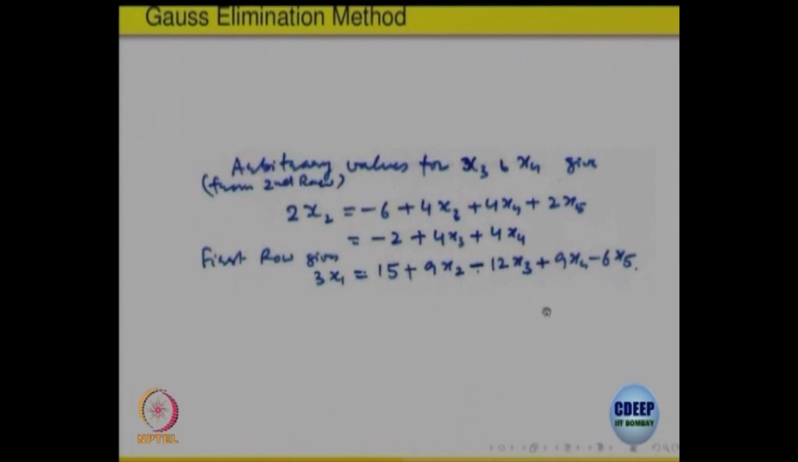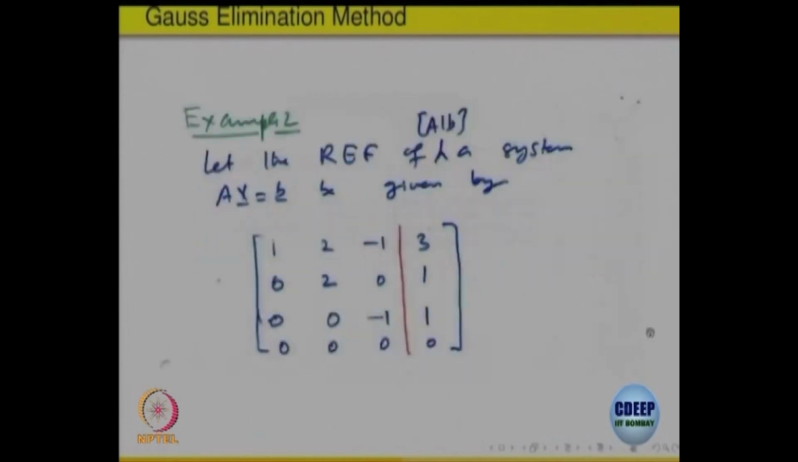So, x1 in terms of x2, x3, x4, x2 in terms of x3, x4, and x5 is already known. So, your solution will involve only two variable quantities, x2 and x4, which get arbitrary values, right. So, that is how the solution works. Let us do one more illustration so that you understand.